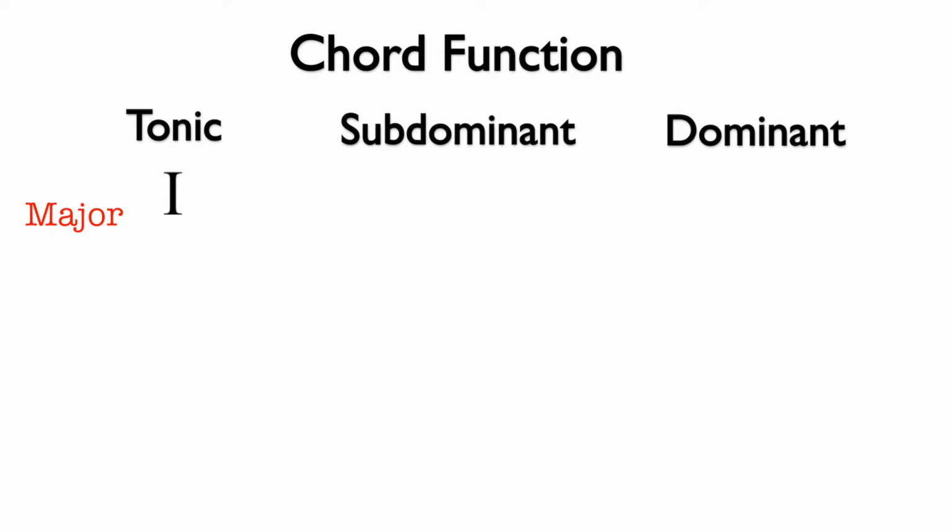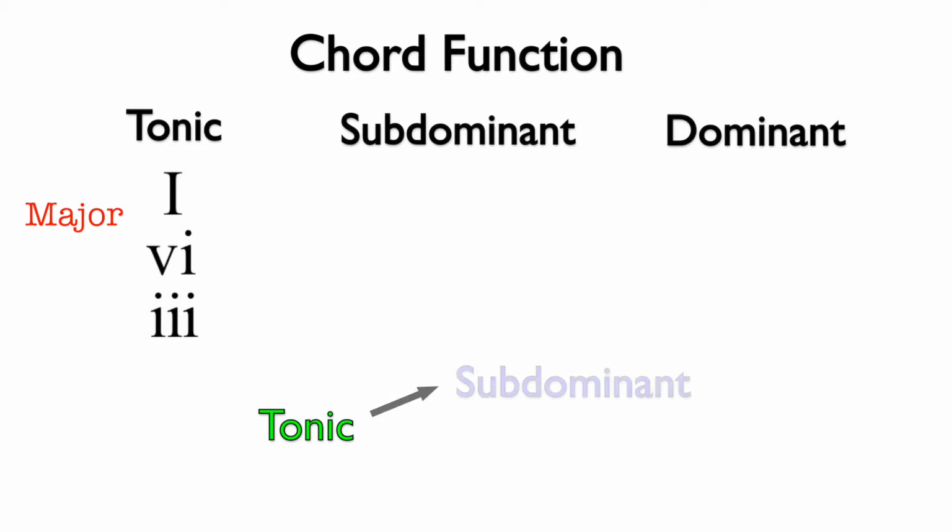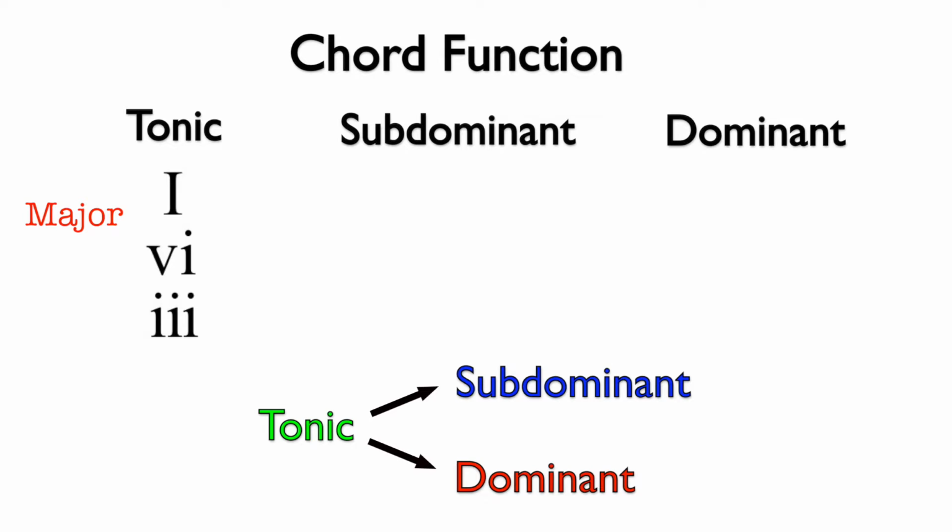Two other chords function in a similar way to the one chord: 6 and 3. So we say that these chords have a tonic function. From a tonic function chord, we can move to any other chord in the key.